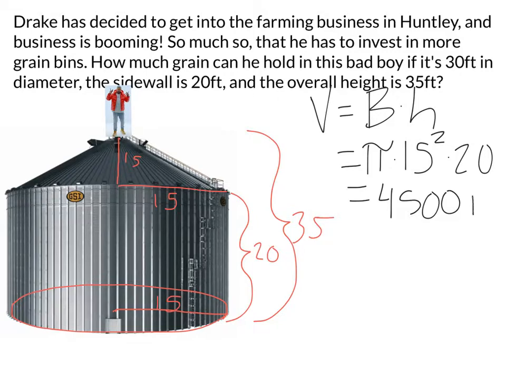4,500 pi. Remember that little technique with leaving the pi out of our calculator and then we can just toss it in at the end. And that would be feet cubed. So that's the volume of the cylindrical part.